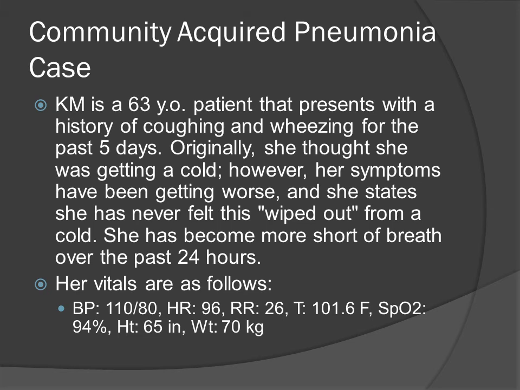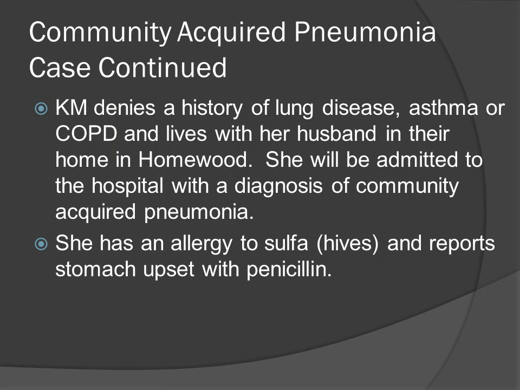Her vitals are as follows. She has blood pressure of 110/80, heart rate of 96, respiratory rate of 26, temperature of 101.6 Fahrenheit, 94% oxygen saturation. She's 65 inches tall and weighs 70 kilos. KM denies a history of lung disease, asthma, or COPD and lives with her husband in their home in Homewood. She will be admitted to the hospital with a diagnosis of community-acquired pneumonia. She has an allergy to sulfa, which gives her hives, and reports stomach upset with penicillins.